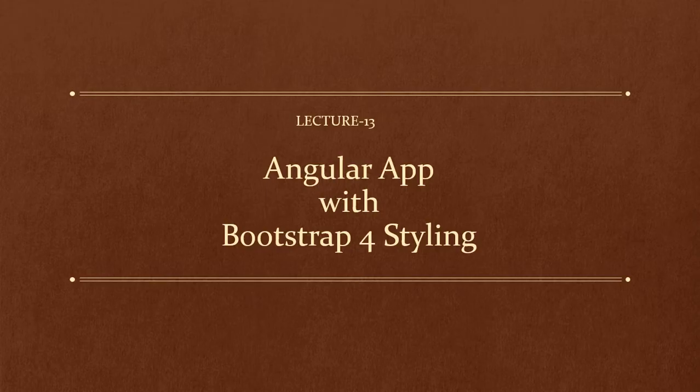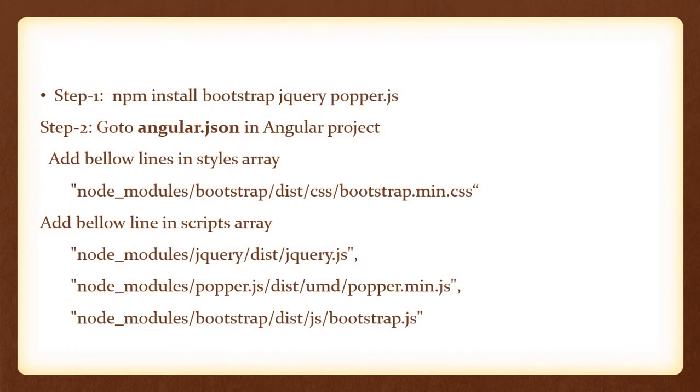In this lecture we are going to discuss building an Angular app with Bootstrap for styling. So let's see how to do it. In the first step, with the help of Angular CLI, I am installing Bootstrap, jQuery and popper.js with the command npm install bootstrap jquery popper.js. After that I will make some modifications in the angular.json file: in the styles array I will add the bootstrap.min.css file, and in the scripts array I will add the jQuery, popper and bootstrap.js files.